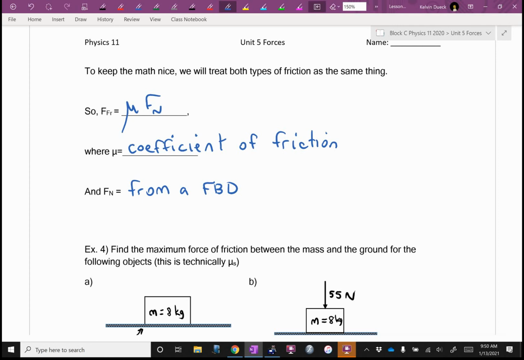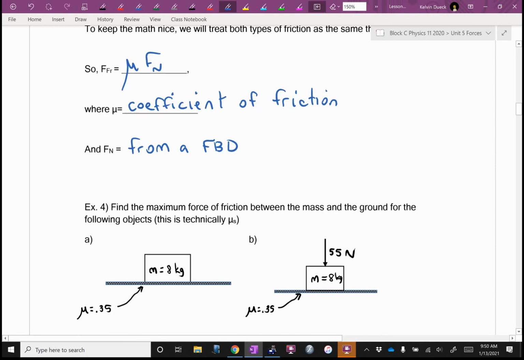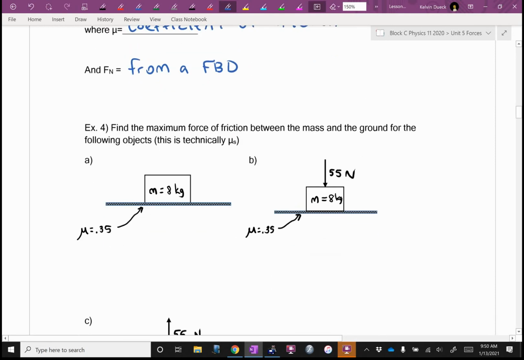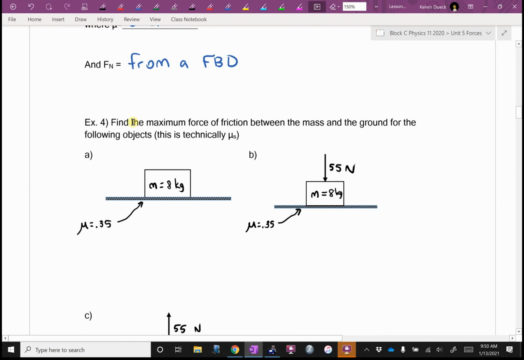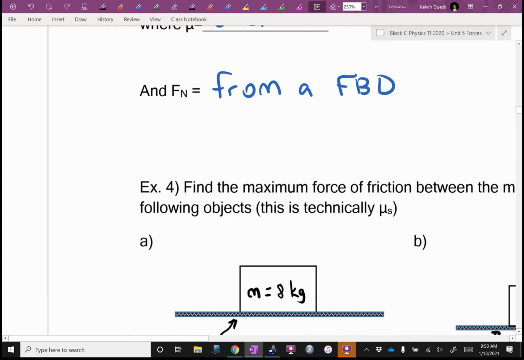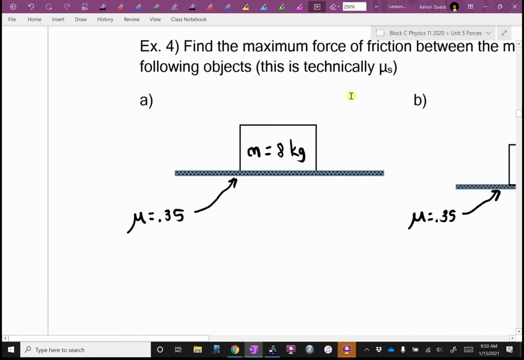If you look at example 4, you might notice that several of the pictures, B and C, have extra vertical forces. So example 4 says find the maximum force of friction between the mass and the ground for the following objects. Technically what we're finding is mu static friction, but we're going to pretend there's just one. Okay.